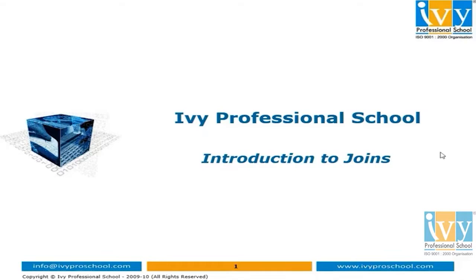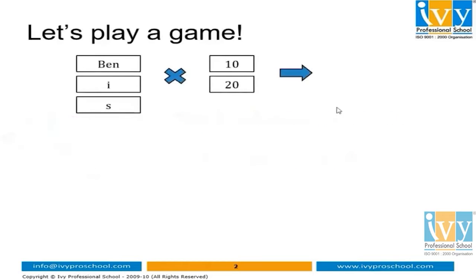In this video you will be introduced to joins. But first, let us play a game together. In this game, we have two sets of values, B, N, I, S and 10 and 20. And I want to come up with the result set containing the combination of all the names possible.